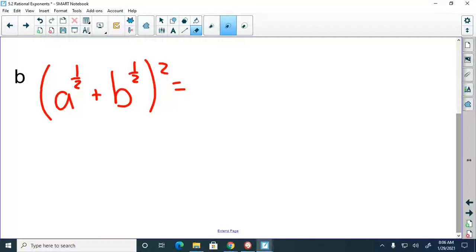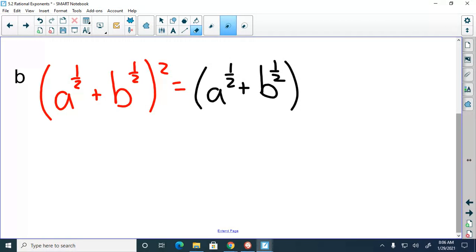Part B. Please, no atrocities. What do we do with that 2? Well, we're certainly not going to distribute it. I'm glad that nobody went that direction. We've got to expand it. I like that word, expand. You can't distribute it because of the plus. The plus is stopping us. It's only when the things are multiplied.